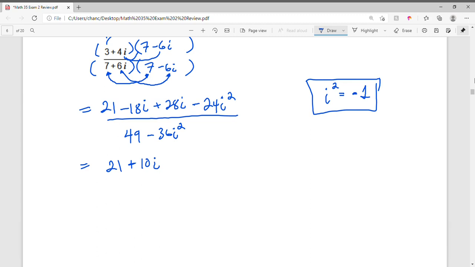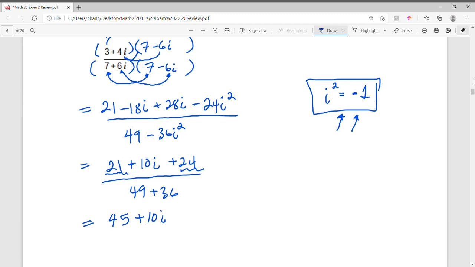Negative 24i squared, that is the same as negative 24 times negative 1, again from this reference here. Negative 1 times negative 24 is a plus 24. For the denominator, we have 49 and negative 36i squared. Again, i squared is negative 1, so this simplifies to plus 36. Let's collect like terms again. For the top, I can add 21 and 24. That's 45 plus 10i on the top.